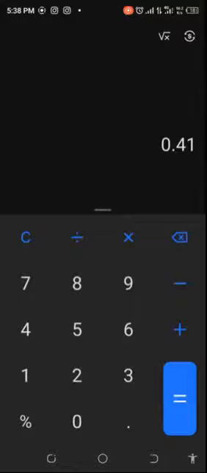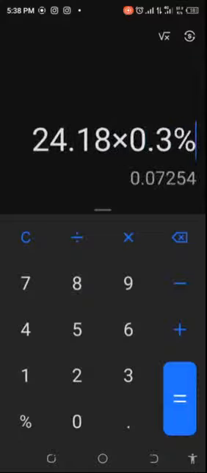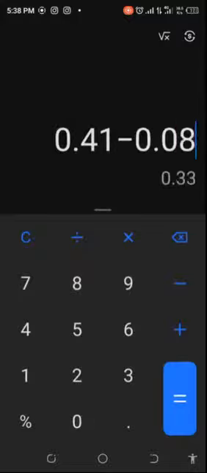So that's supposed to be 0.3, yeah, 0.3%. So I'm going to take the entire amount. This is 41 cents already. The entire amount is 24.18 times 0.3%, so that's like 7 cents. So from 41 cents, let's take off like 8. That's 0.08. So we'll have 33 cents.